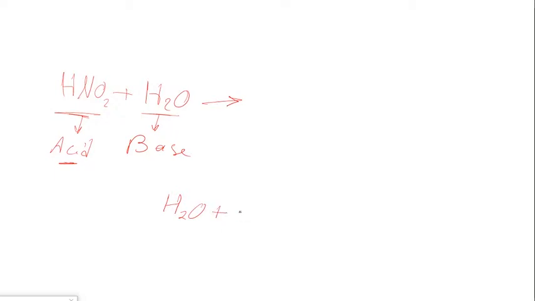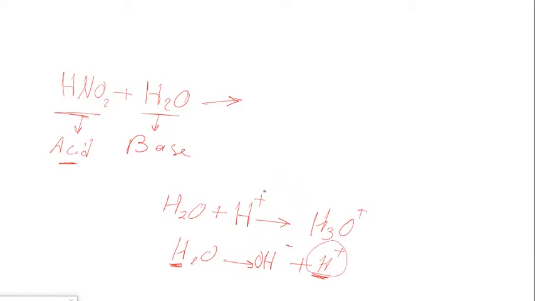In case of a base, it has the ability to accept a proton, so you will have H3O plus. And in case it acted as an acid, H2O would just give up one of its protons, so it will be OH minus plus H plus, which it gives to another substance. So you could see that here it accepted a proton, so it acted as a base, and in that case it acted as an acid.